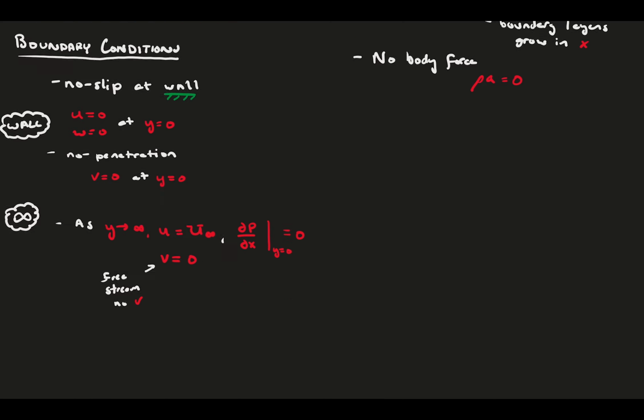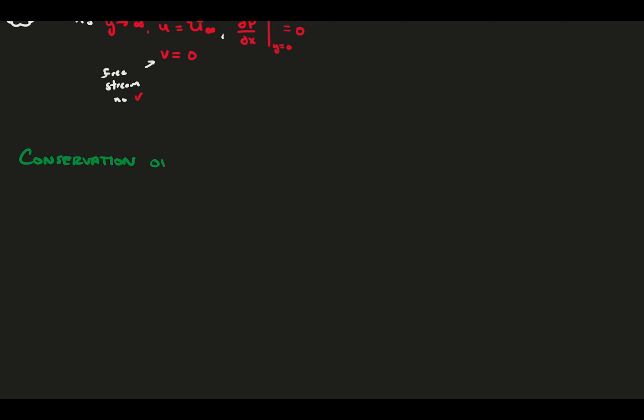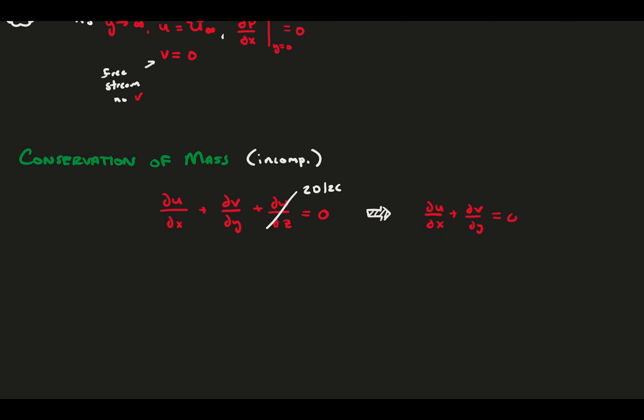As always, we make our start with the conservation of mass for an incompressible fluid. We can only remove the term dw dz due to the assumption that the flow is two-dimensional. And that's as far as we can get. We can't say anything about the v velocity as we would for the enclosed flows because we have two gradients here to keep track of.